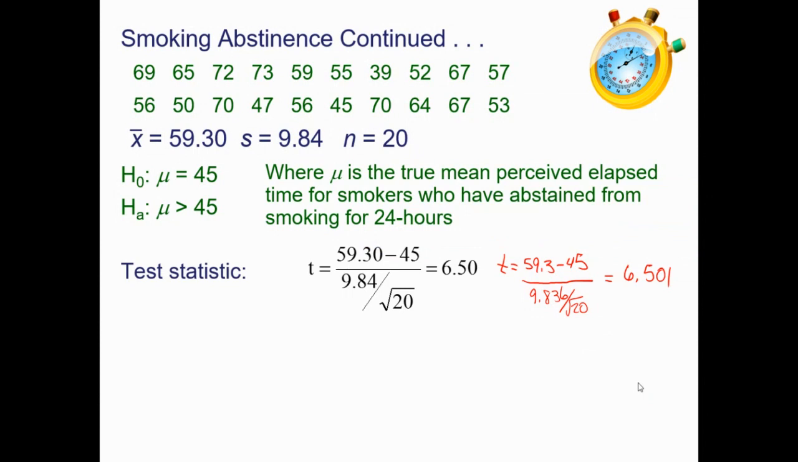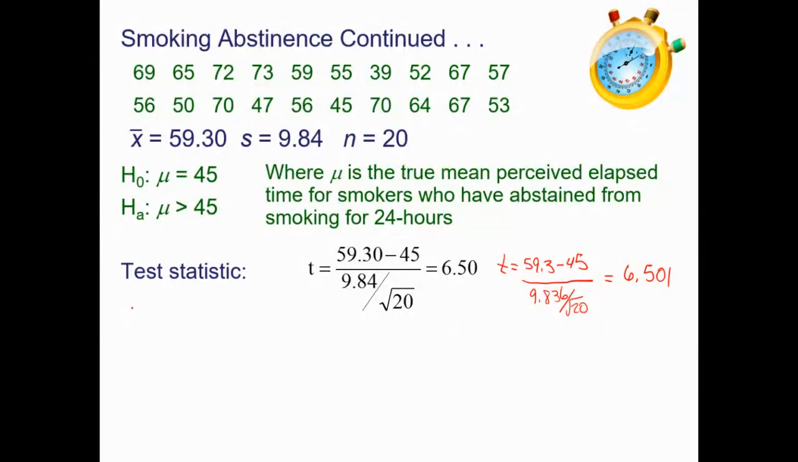Now, if you're dual credit, you're like, okay, well, I got my test statistic. Can I just look on the table here? On the table, the T table. Well, there's only one problem with that. Do we know alpha yet? Does the problem tell us alpha? No. So we're going to have to use our calculator.